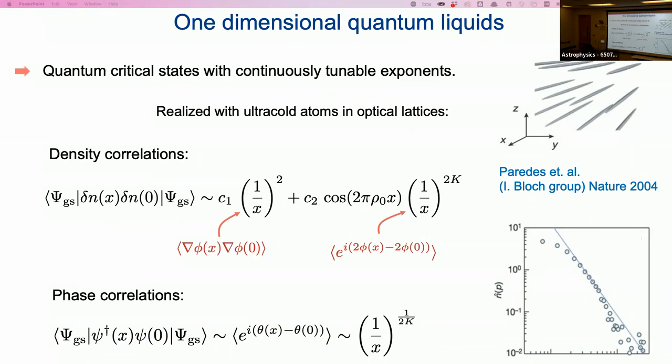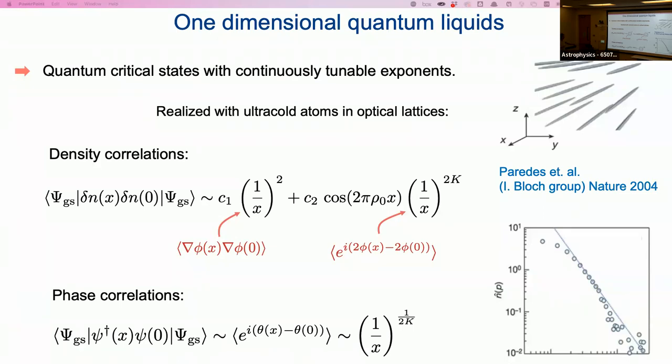I can say that this is the nice thing about these critical states. They allow you to continuously tune the critical exponents. So for example, if you look at the density-density correlations in this state, the smooth part of the density-density correlation decays with the universal power 1 over x squared, but there are also modulations at the interparticle wavelength. And these modulations decay with 1 over x to some power that is completely set by this Luttinger parameter. So if you tune the interactions, you can continuously tune the exponent by which these power law correlations decay. So it's a really nice example of a critical state whose exponent you can continuously tune.